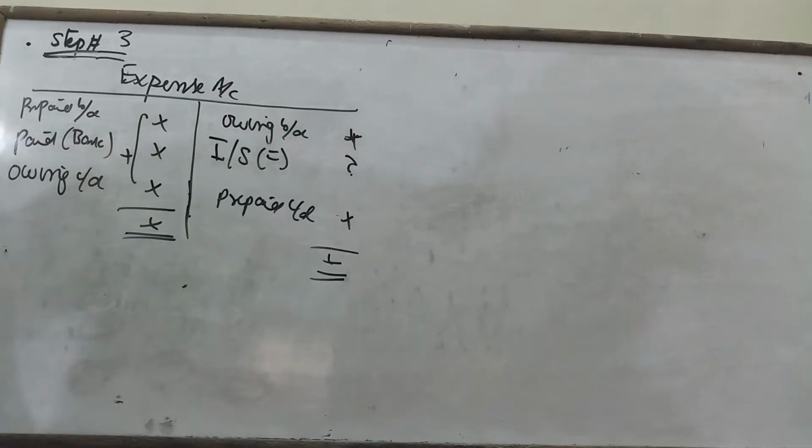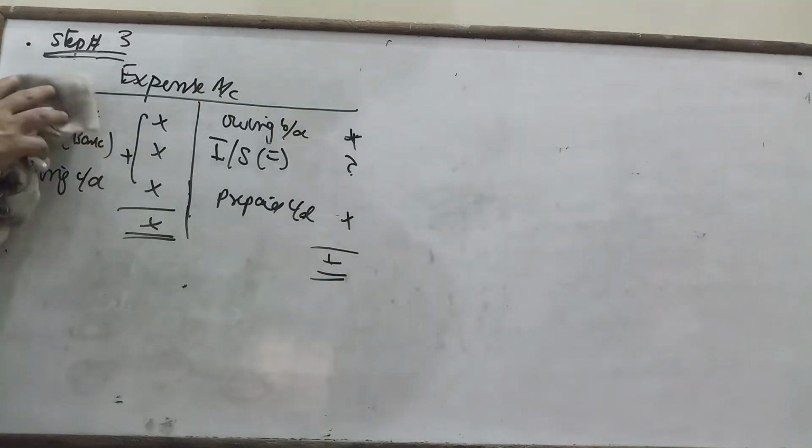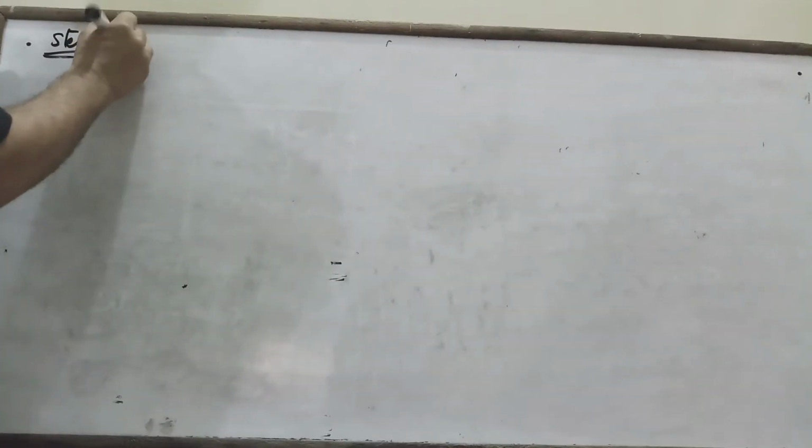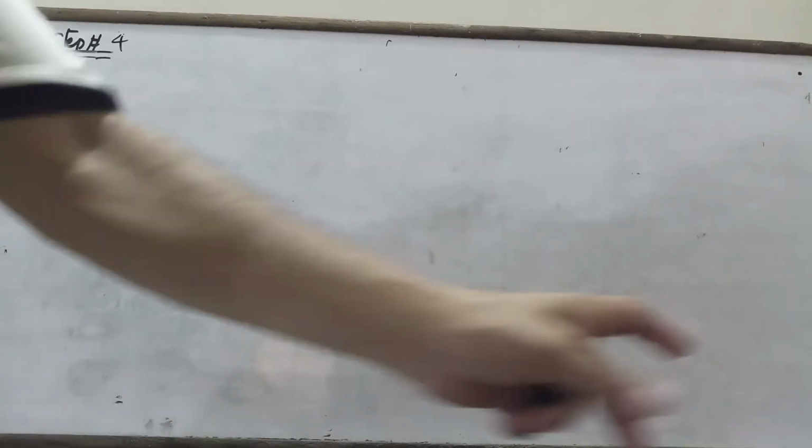Next, step number four, calculation of depreciation. Okay, depreciation can also be calculated as per policy or whatever. Normally, depreciation can be calculated by the straight line or by the reducing balance method. This you should know.